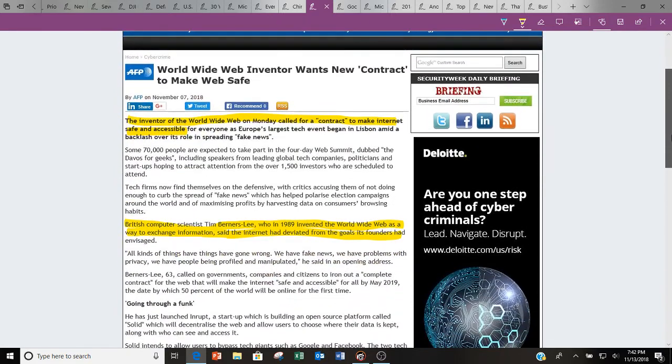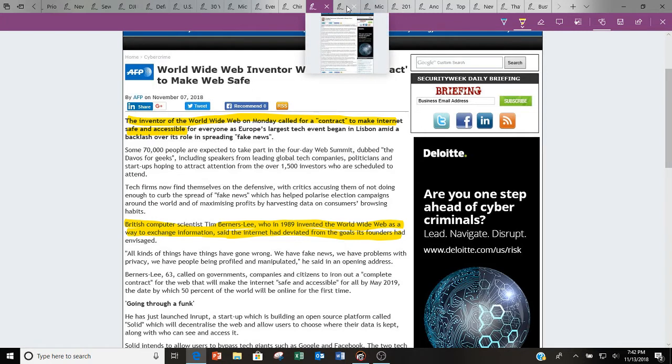Worldwide Web inventor wants a new contract to make the web safe. So, a British scientist named Tim Berners-Lee, who in 1989 created the World Wide Web as a way to exchange information. What he's saying now is that it has deviated from the goals the founders had created at that one point in time, and we need to bring it back in alignment to its original vision. I don't know where that's going to go. I just found it interesting.